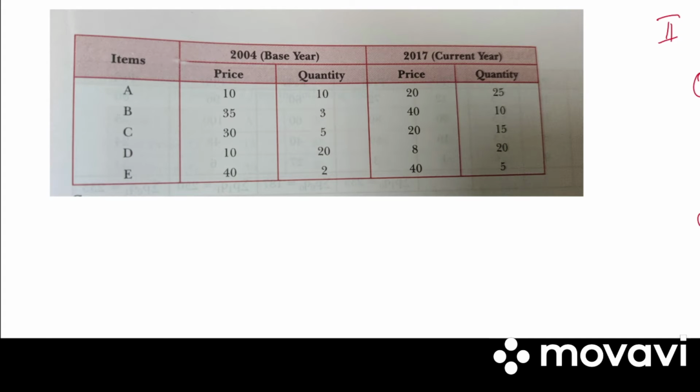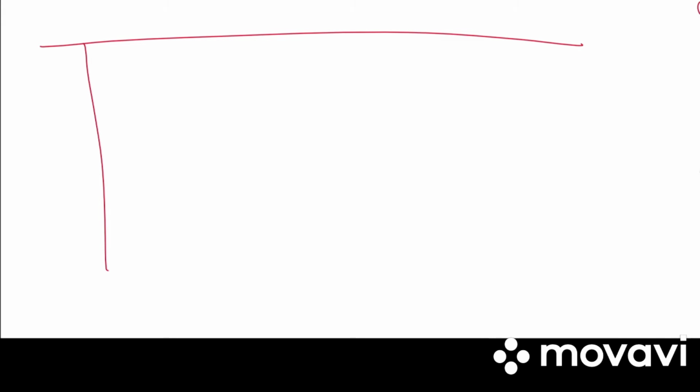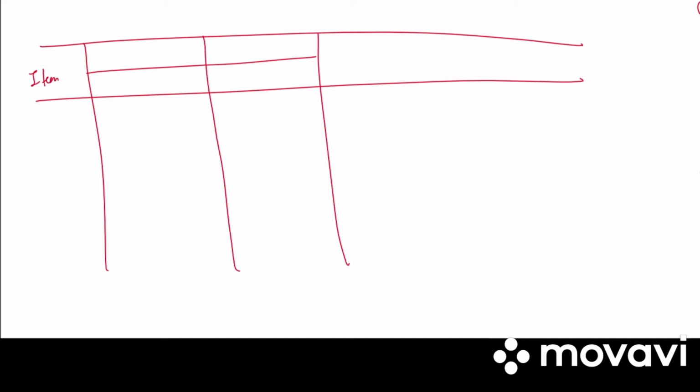So let us take down an illustration. Construct index number of prices of the items in the year 2017 from the following data by Laspeyres' method, Paasche's method and Fisher's method. They have given us items. They have given us 2004 price and quantity, 2017 price and quantity. So items, 2004, 2017. Base year is what? 2004. Current year is 2017.